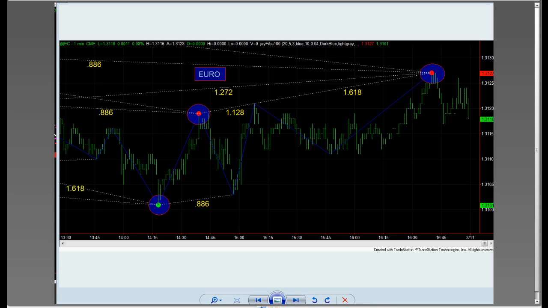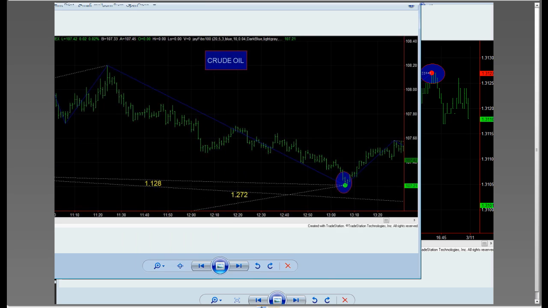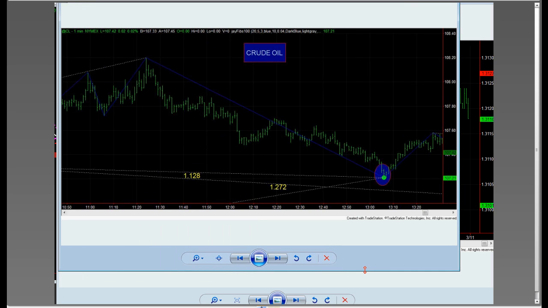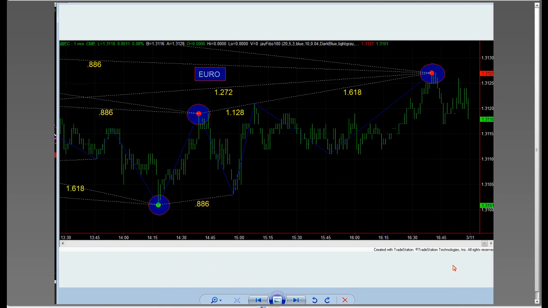Let's look at some other markets. Let's take a look at crude oil. I'm going to show you what a price cluster looks like on crude Friday. If you look at the price cluster on crude, right there's your price cluster that happened. Oops. Get that back up.